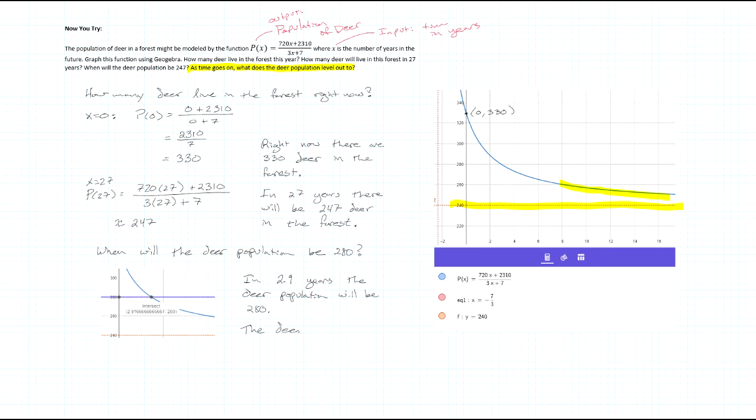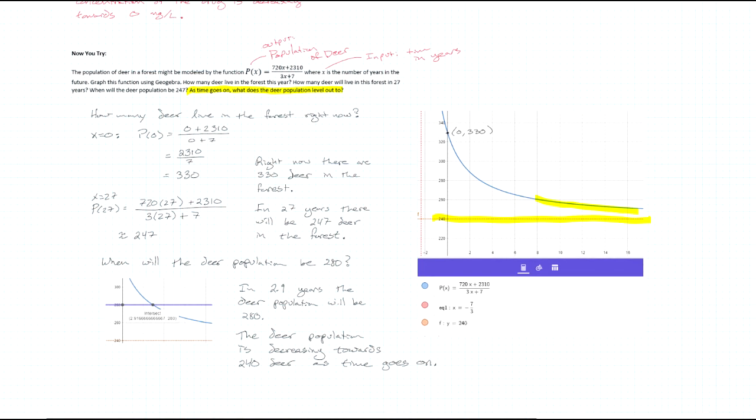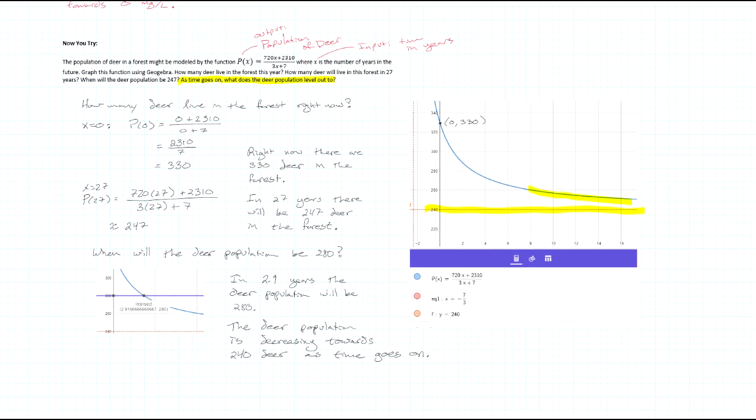So I can now say the deer population is decreasing towards 240 deer as time goes on. And that's it. So we've answered all of the questions and answered an extra question there just for posterity's sake, to kind of see how we can tell when a population is going to be reached from the graph there.